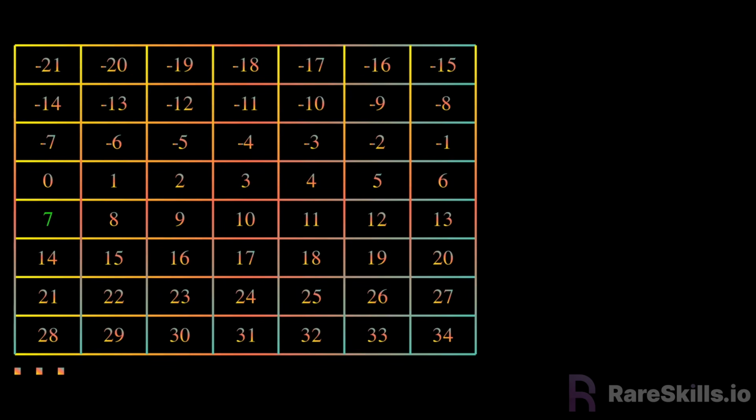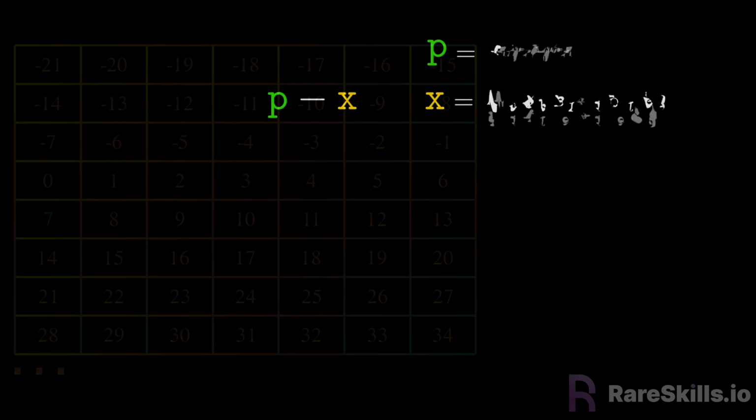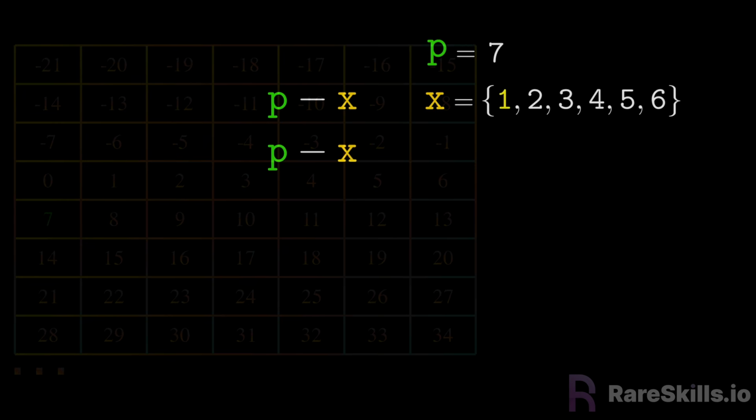Suppose we want to compute the negative of a certain number in the finite field. To do so, we simply compute p minus x, where x is that number. Since p is 7 in our example, we can compute that -1 is 6, since 7 minus 1 is 6. We see that -2 is 5, since 7 minus 2 is 5, and -3 is 4, since 7 minus 3 is 4, and so on.